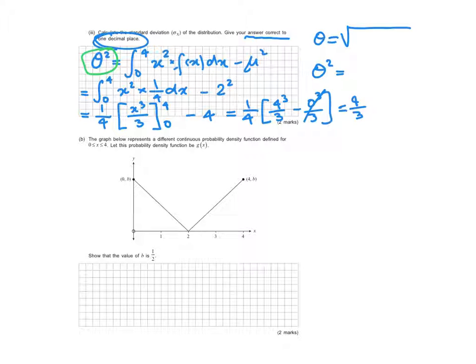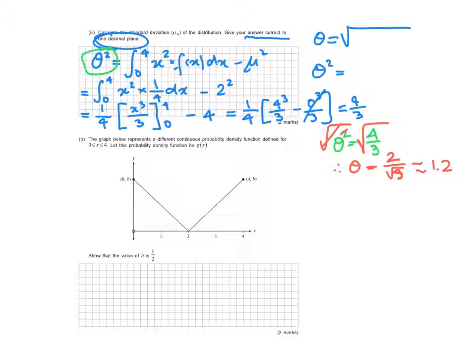Please note that we have calculated the standard deviation to the power of 2, the variance, but we need the standard deviation. So we take the square root of both sides. Therefore the standard deviation is equal to 2 over the square root of 3. If they had asked for an exact value, we would stop here, but they have asked for the final answer to 1 decimal place, and this gives us 1.2.